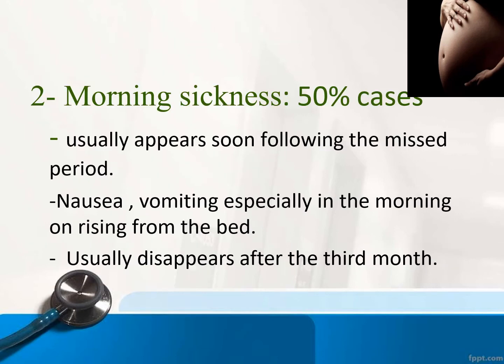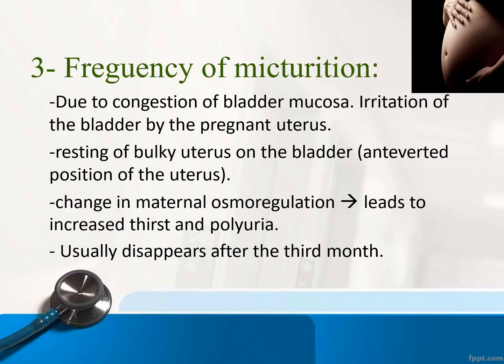Next symptom is morning sickness. 50% of the ladies will have morning sickness, that is excessive nausea and vomiting, especially in the early morning immediately after rising from the bed. In the majority of cases they will get this morning sickness or vomiting immediately after missing the period onwards, and in normal cases it will disappear after 3 months. But if it is an abnormal condition, like hyperemesis gravidarum, it may persist even after 3 months, but normally it will disappear after 3 months.